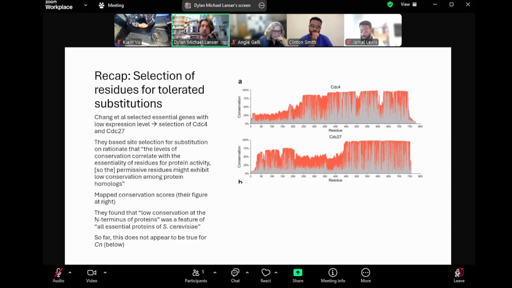And these are their conservation plots for their 2 main proteins, the CDC4 and the CDC27. And they mapped the conservation scores, just like in the figure there. And they observed this trend with a low conservation score towards the N terminus of the protein. I did a similar analysis with the 6 genes in Cryptococcus that I identified, and I didn't see exactly the same trend. But I just thought it was interesting to know that if that is something that we want to look for, maybe one or two of the genes that I identified will have this pattern.